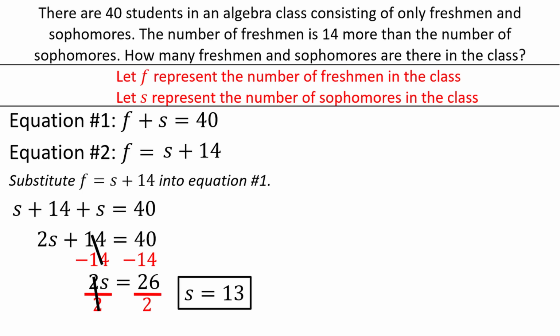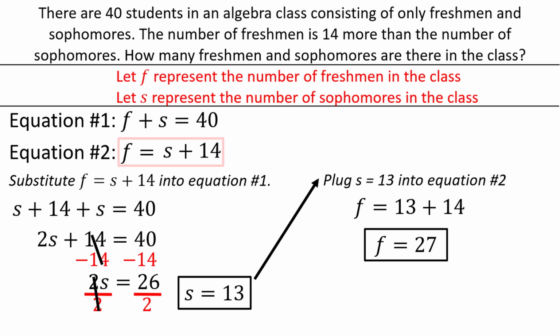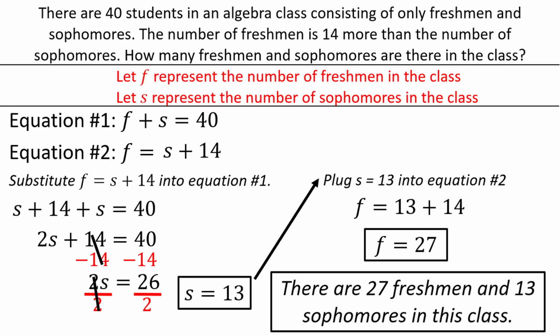Now we can plug in S equals 13 into either equation to solve for F. I'm going to use the second equation. We have F is equal to 13 plus 14, which means F must be equal to 27. That means there must be 27 freshmen and 13 sophomores in this class.